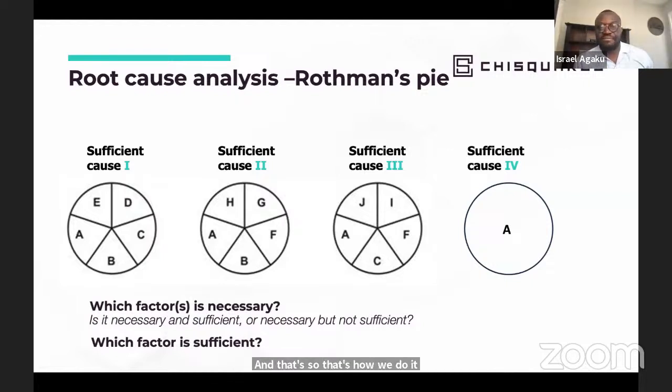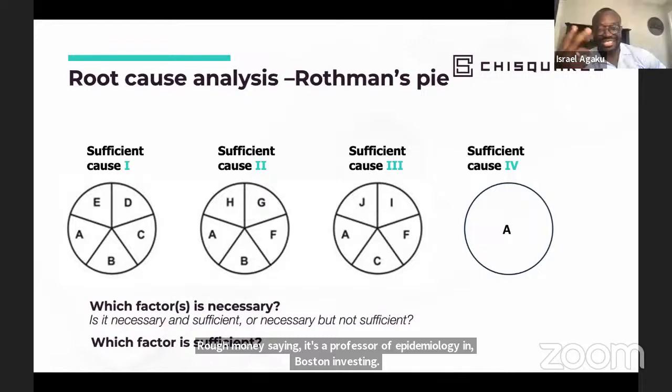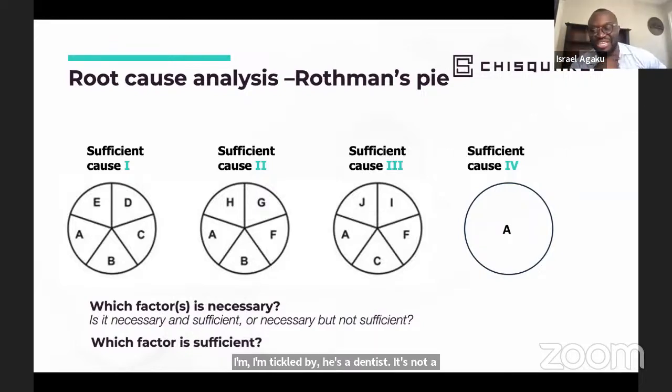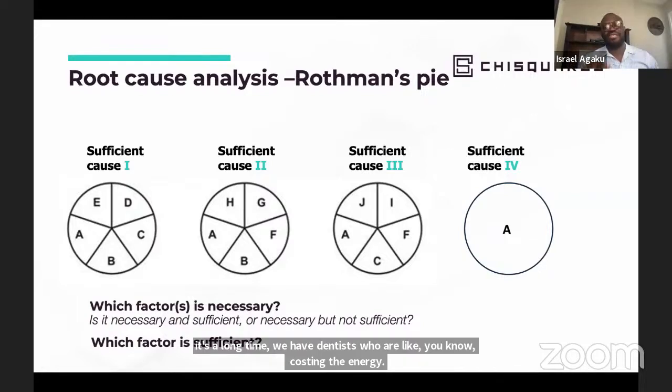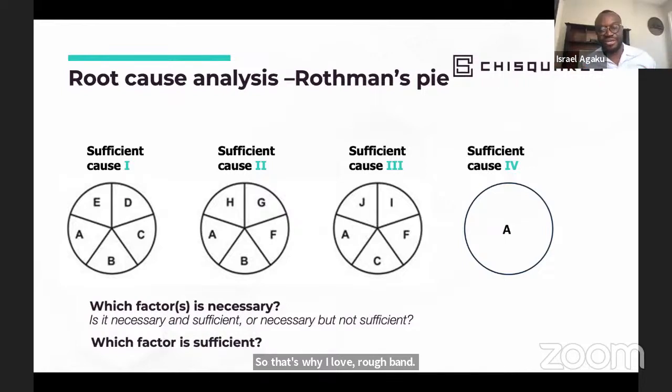The next framework we want to discuss is Rothman's pies. Rothman is a professor of epidemiology at Boston University. I'm tickled by him because he's a dentist. It's not often we have dentists who are doing cutting edge epidemiology. So that's why I love Rothman. Rothman came up with this framework, which is another way we can think of causality.